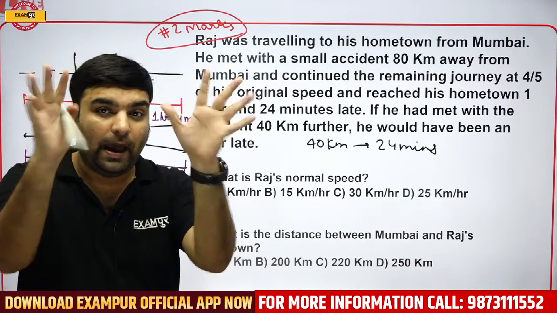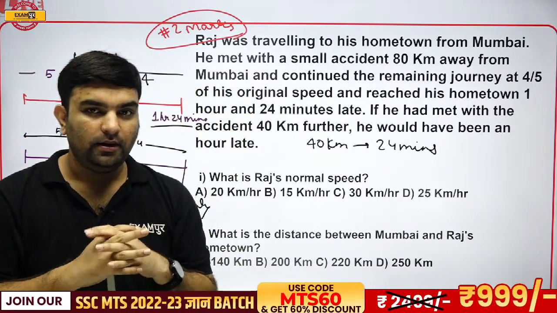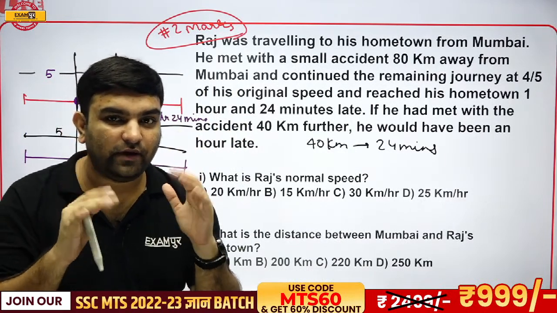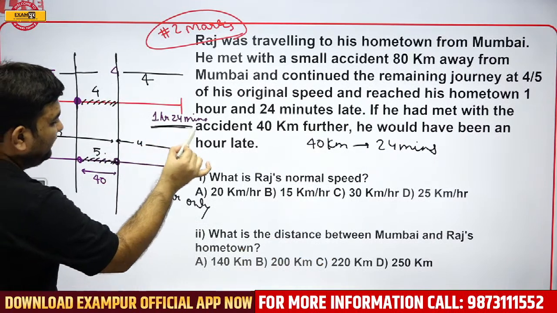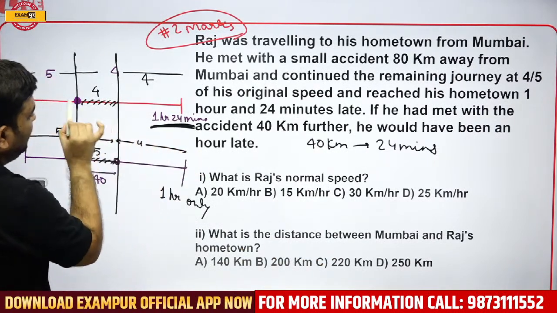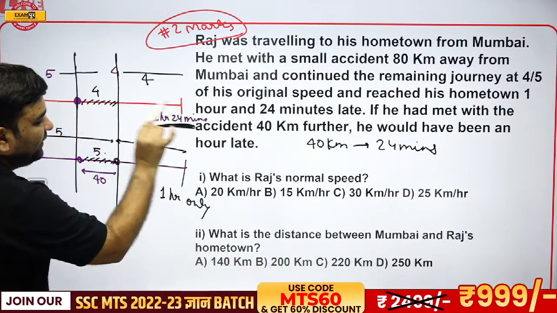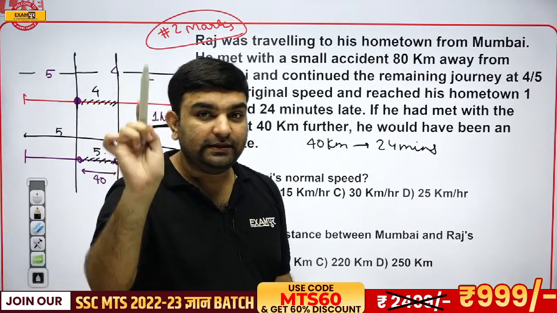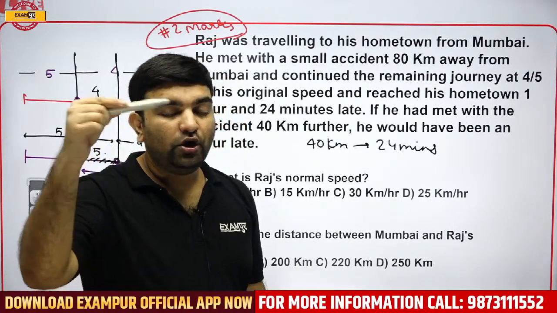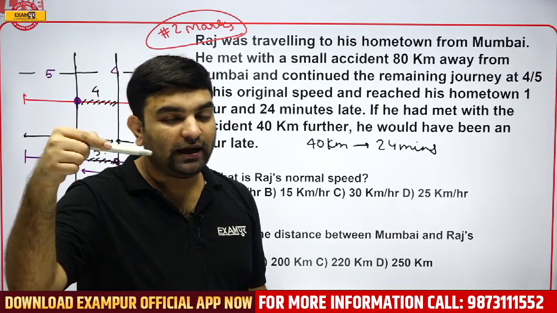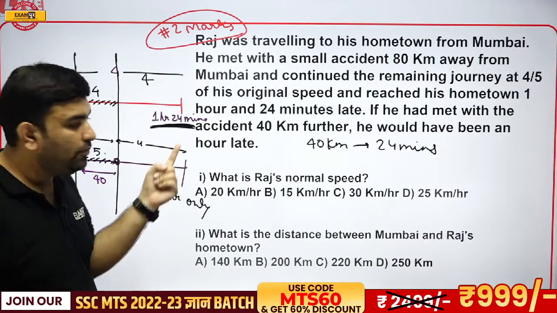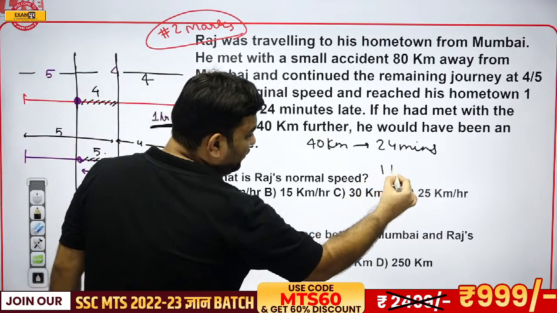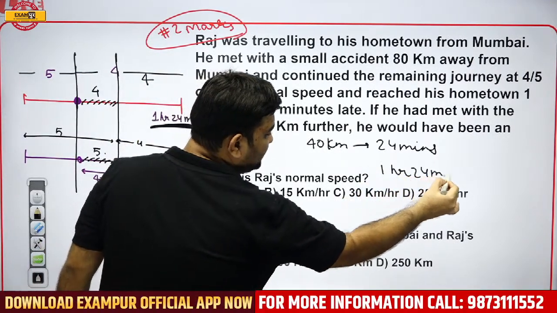If the accident had never happened, then this complete 1 hour 24 minutes would have been covered. It would not get delayed, so it would not be late by 1 hour 24 minutes. So 1 hour 24 minutes can be covered in how many kilometers?